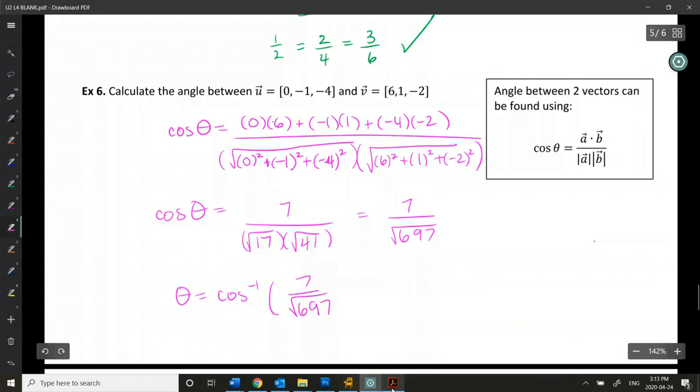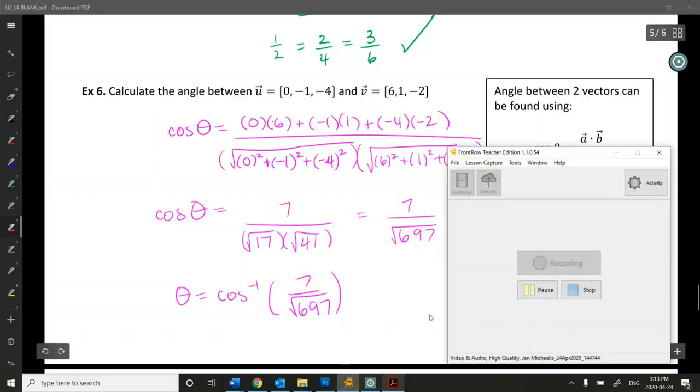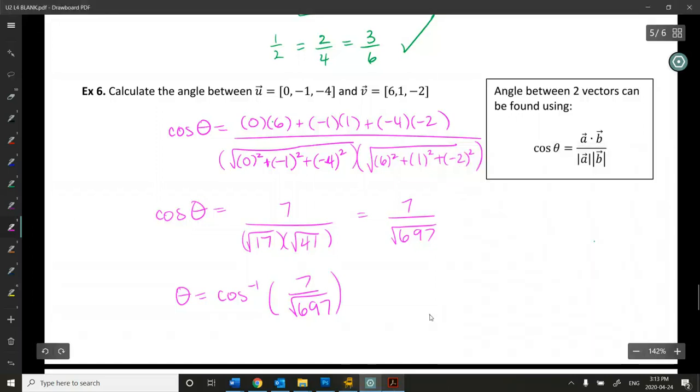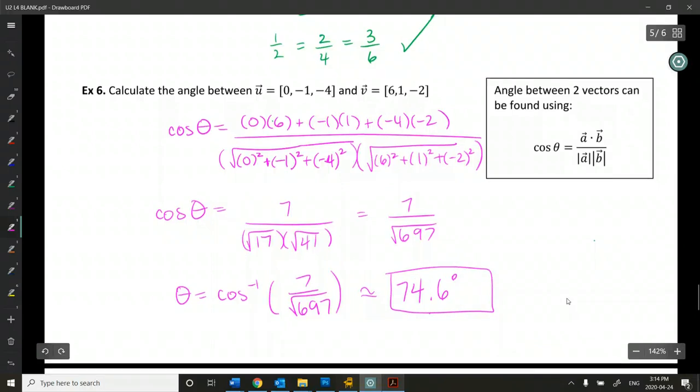So we're going to do the cos inverse of 7 over root 697. If you're following along with your calculator, I would encourage you to try it with us. Make sure you're in degree mode. I was just in radian mode there for a second, so I had to switch to degree mode. We're going to round to 1 decimal place here. So this should give us about 74.6 degrees.